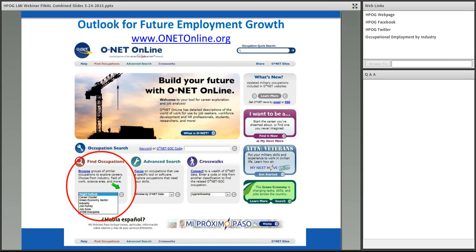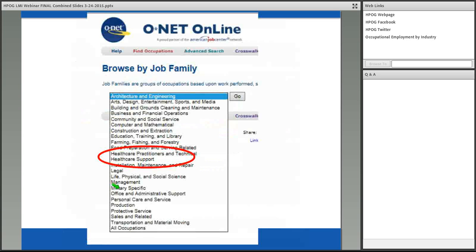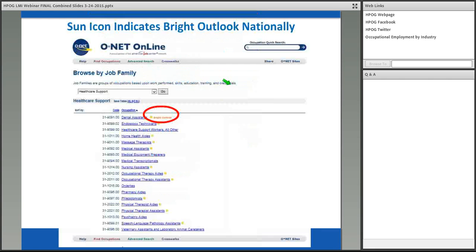But since, again, your focus for these grants is on healthcare occupations, I would suggest selecting the search option that says Job Families, similar to what we did on the OES page. When you do that, you see there's a drop down, and that same list, you'll see the healthcare practitioners and technical and healthcare support. You click on Go, and in this case, I selected healthcare support.